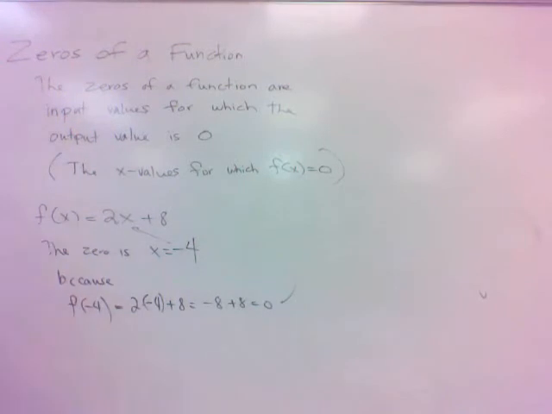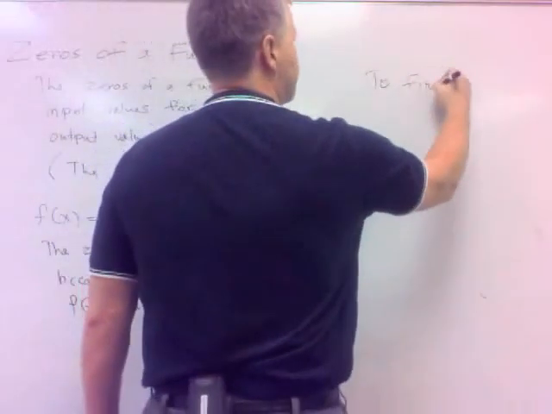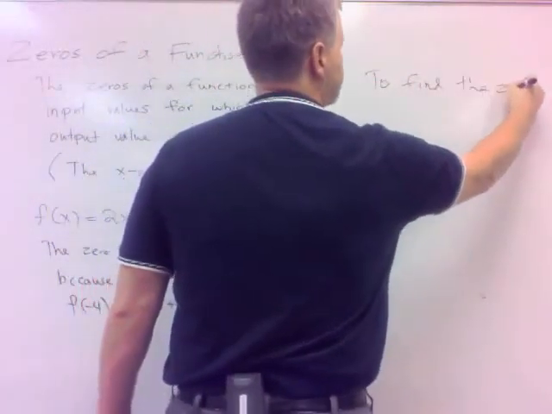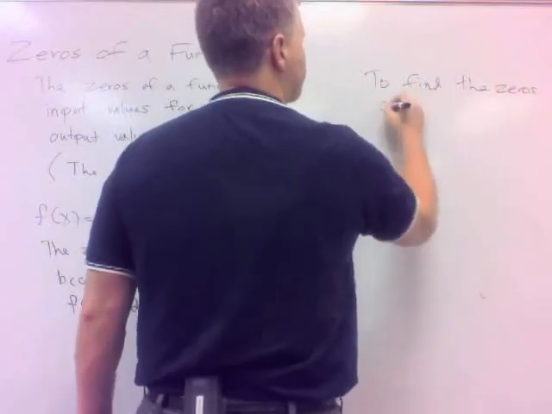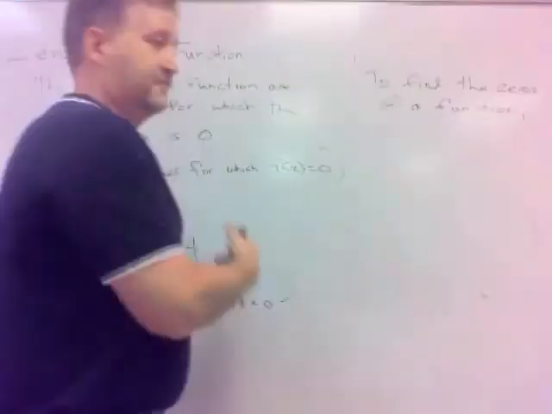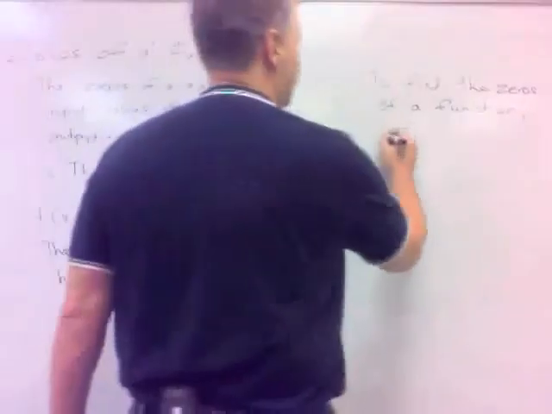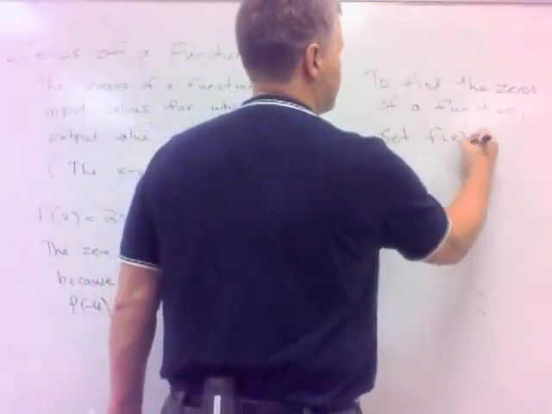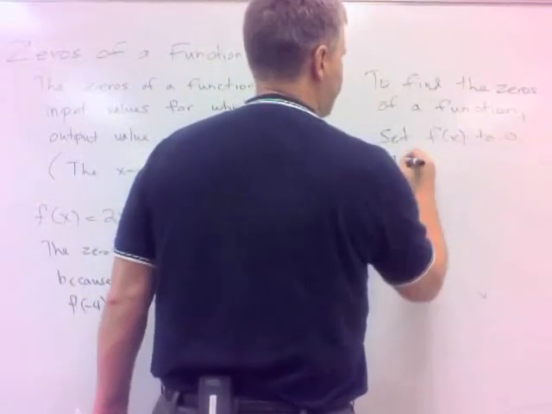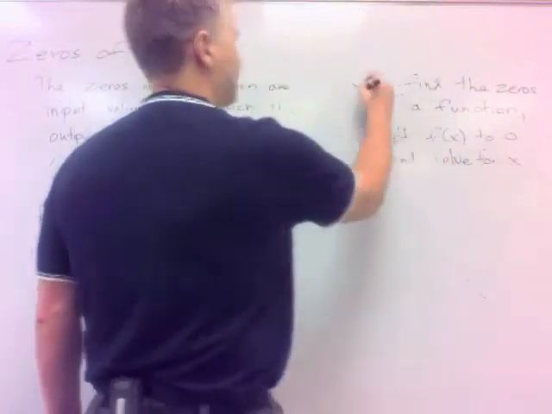How do we find then? I gave you that one to start out with. How do we find the zeros of a function? Well, to find the zeros of a function, you should choose the definition here. To find the zeros of a function, set f of x to 0 and solve for x. Okay, that's how you find them.